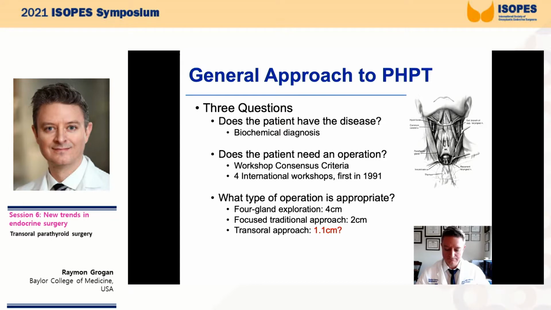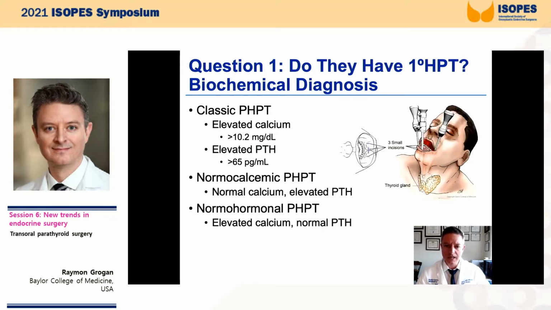Pretty straightforward, actually. So question number one, do they have primary hyperparathyroidism? This is a biochemical diagnosis. So in the classic case of primary hyperparathyroidism, we have an elevated calcium and an elevated parathyroid hormone level. If those two things are elevated at the same time, it's diagnostic for classic primary hyperparathyroidism. There are other types of hyperparathyroidism, such as normocalcemic, which means normal calcium with elevated PTH, and normohormonal, which means elevated calcium with normal or high normal PTH. Those are less commonly seen, but they are variants that you should be aware of.